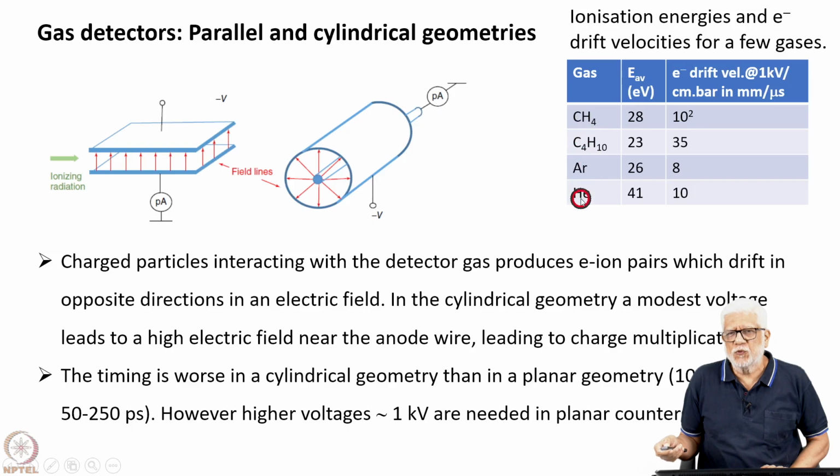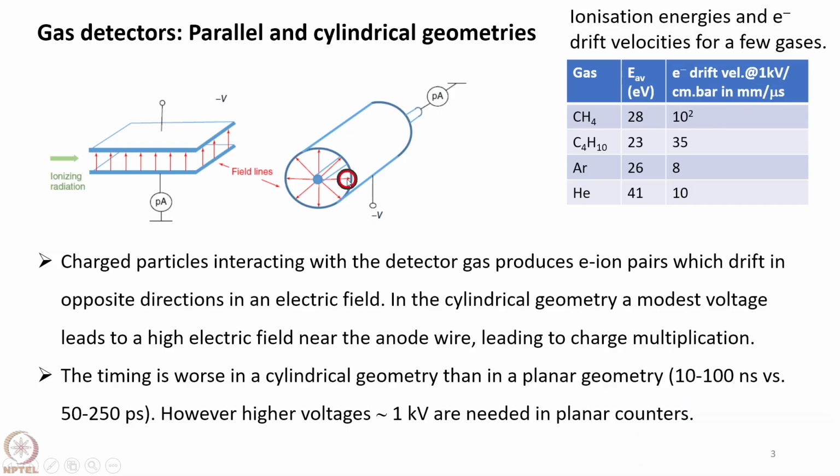And then there is also helium, which of course has the largest average energy for ionizing and making an electron-ion pair. The drift velocities you can see range from of the order of 10 to 100 in units of millimeter per microsecond, all given at 1 kilovolt per centimeter bar. Charged particles which interact with the detector gas produce these pairs and move in opposite directions.